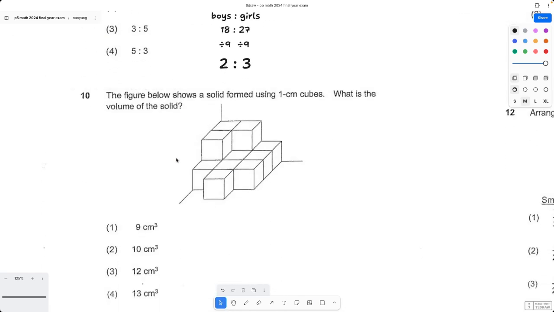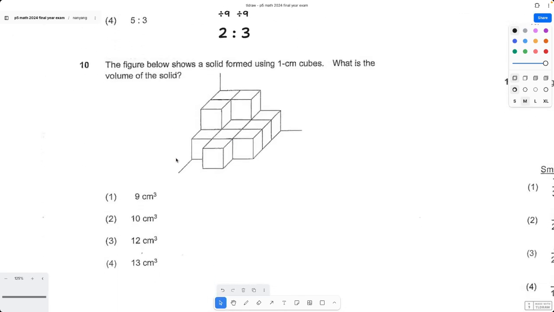Option number 1. Let's move on to question number 10. The figure below shows a solid formed using 1 centimeter cubes. What is the volume of the solid? So you need to count now, right? So I will say first layer, in this case over here, is equal to 3. And then we have second layer is equal to 1, 2, 3, 4, 5, 6, 7, 8, 9, 10. It's equal to 10 cubes, right?